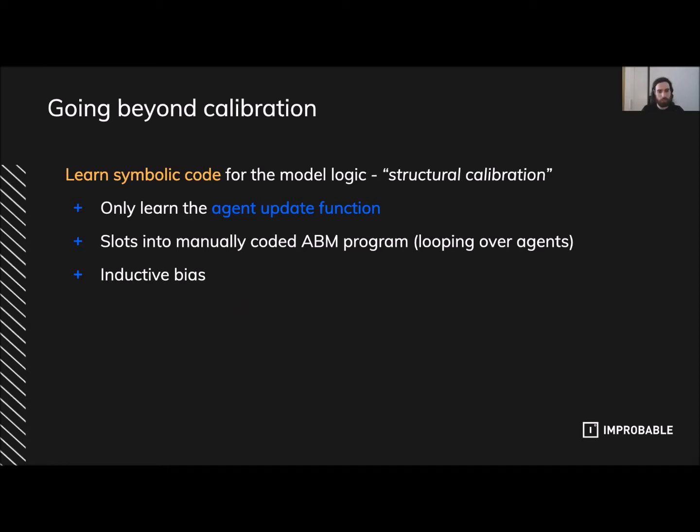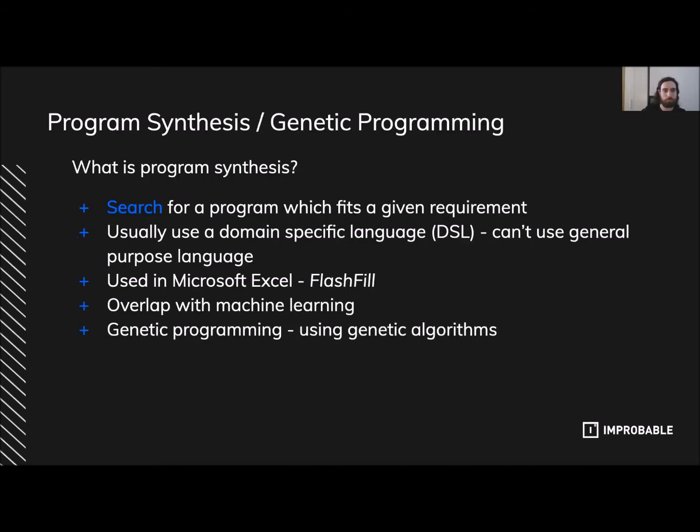This slots into a program skeleton, which loops over all agents. So we know that we have some inductive bias here. We know that there are agents in this problem and they're doing something. We just don't know exactly what they're doing. So we'll just learn that little bit that is their individual behavior.